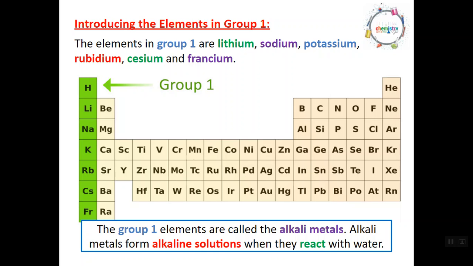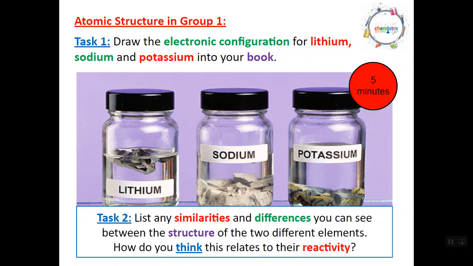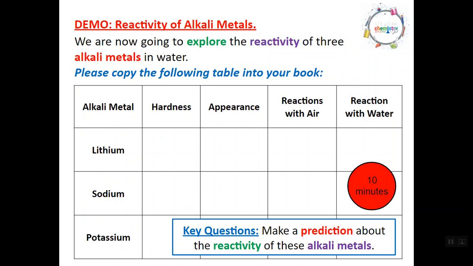So you are going to then write down this key definition at the bottom to tell us what the alkali metals are. Then you're going to draw the electron configuration, because I really enjoy doing that. You must love it by now, for lithium, sodium and potassium in your book. And then you're going to write down any similarities and differences you can see between the structure and how you think it relates to their reactivity.